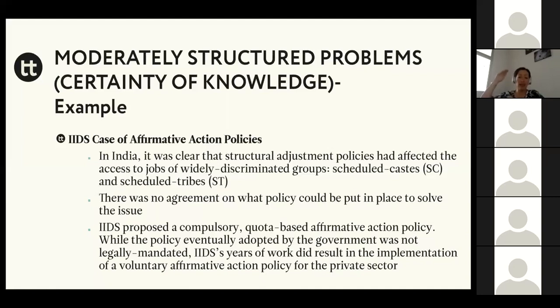But what IDS was able to then put forward is that was their first solution. That was the best idea that they thought should be put forward. This one had a lot of political tensions, and it was not supported by a lot of political actors. So what they were able to do was work for a second best option. And the second best option was that it was not mandatory, but certain companies in the private sector adopted this as a voluntary affirmative action policy. So it was not the best solution, but given the limitations, they were able to find a second best solution.